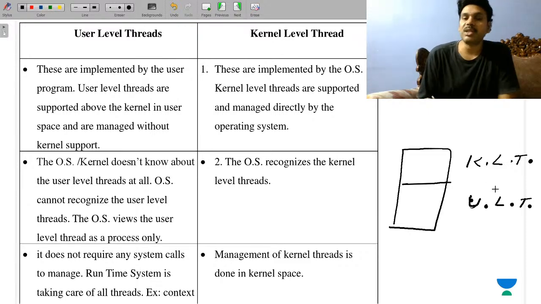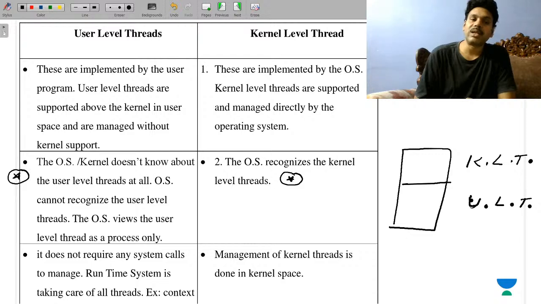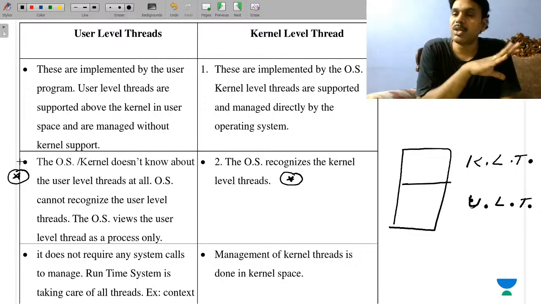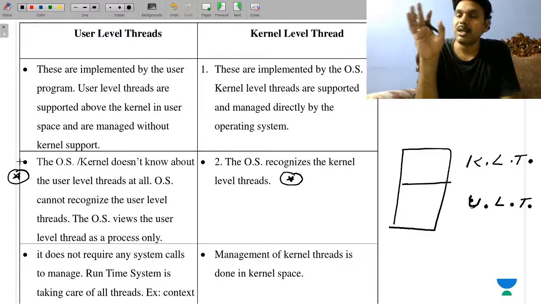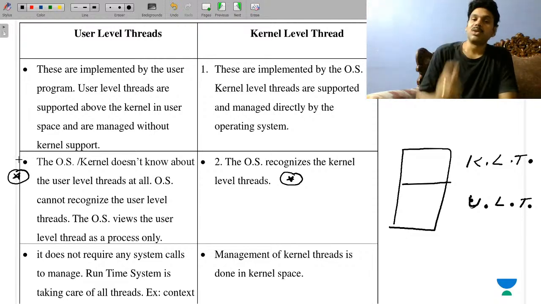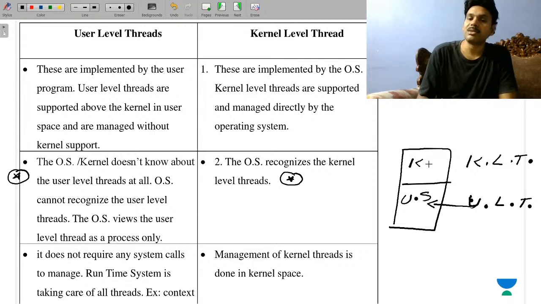Very important differences I will tell you. Observe carefully. One point is that kernel level threads are executed in the kernel. User level threads are executed in user space. But the kernel does not know about the user level threads. Please understand, the kernel does not know whether there are any user level threads or not. The kernel doesn't mind because all user level threads are executed only in the user space, and this is your kernel space.